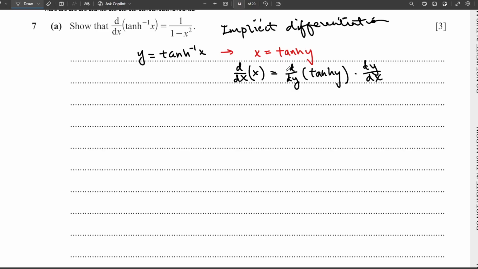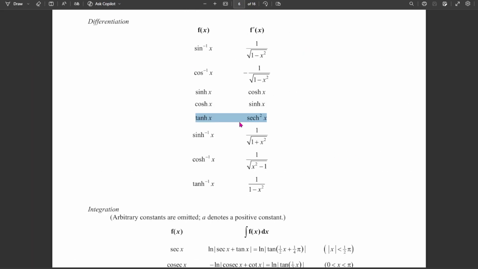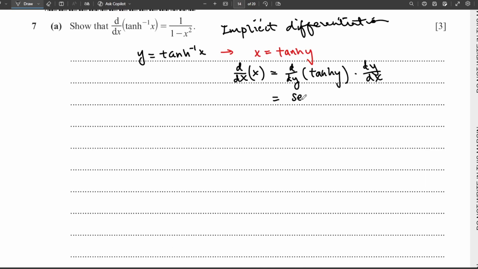So the hyperbolic tangent of y you can differentiate as usual in terms of y. We get hyperbolic secant squared of y, and this dy/dx just remains there. On the left hand side, the derivative of x is just 1. Now we can isolate dy/dx on one side, which gives 1 over hyperbolic secant squared of y.